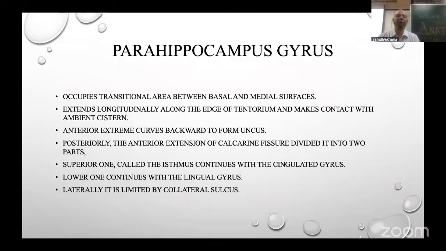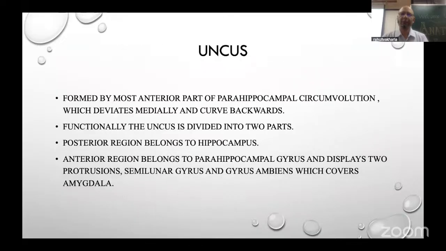Anteriorly, at the anteriormost end, it turns medially and posteriorly, which forms the uncus, and this uncus has a very important component which is called the entorhinal cortex. That is the anterior aspect of the parahippocampal gyrus. Now coming to the posterior aspect, the calcarine fissure divides the parahippocampal gyrus into a superior component and an inferior component. So let me show you the image.